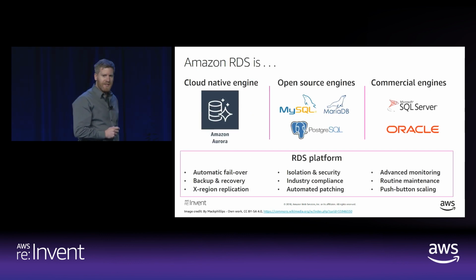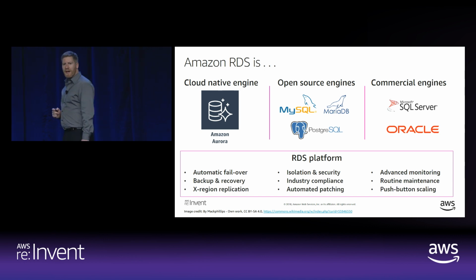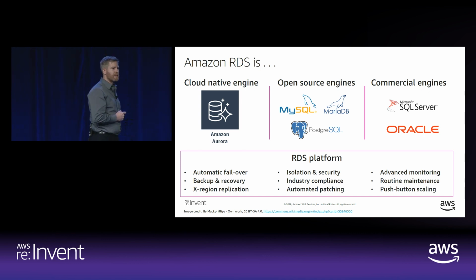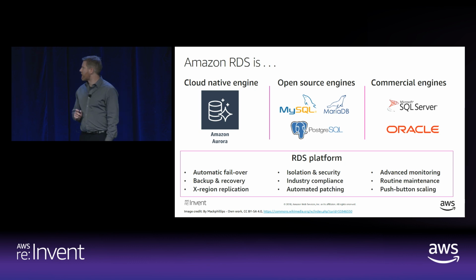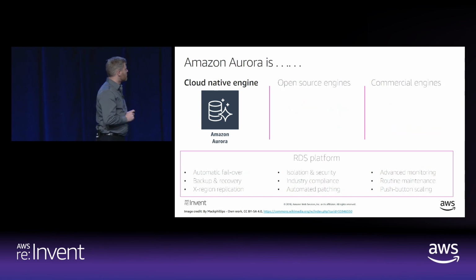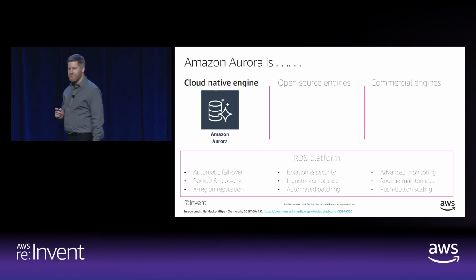So with that, let's take a quick look at what is RDS. RDS stands for Relational Database Services. We offer a platform that provides management around a whole variety of relational database engines, including Amazon Aurora, which is our homegrown cloud-native relational database engine. But we also do, of course, support MySQL, MariaDB, and Postgres, the open source engines. And we do, of course, support SQL Server and Oracle, the commercial database engines. Now, as part of RDS, you get all of these capabilities out of the box without having to do any extra work for them.